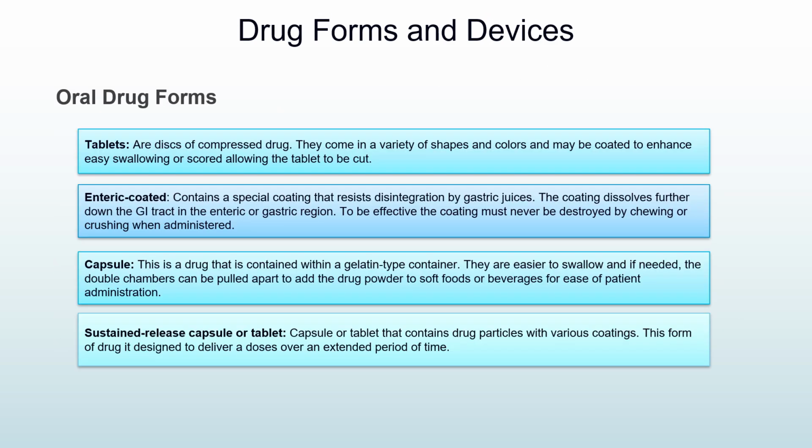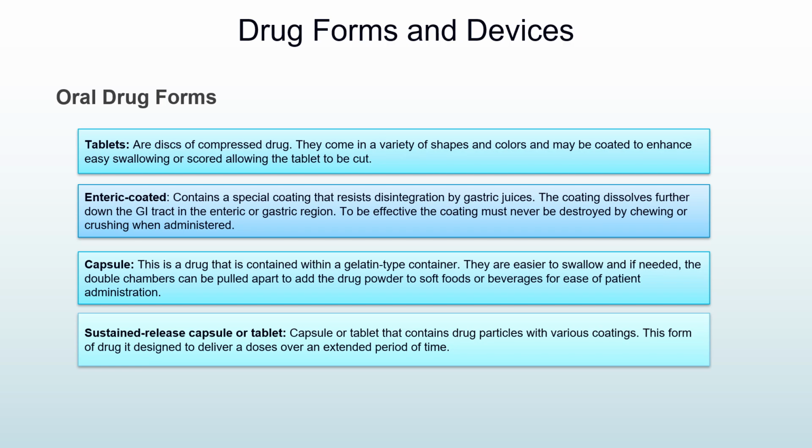Some of the different kinds of oral drugs. There are tablets, which are discs of compressed drug. They come in a variety of shapes and colors. They could be coated to enhance easy swallowing or scored, allowing the tablet to be cut. Enteric coated. So this contains a special coating that resists disintegration by gastric juices. The coating dissolves further down the GI tract in the enteric or gastric region. To be effective, the coating must never be destroyed by chewing or crushing when administered.